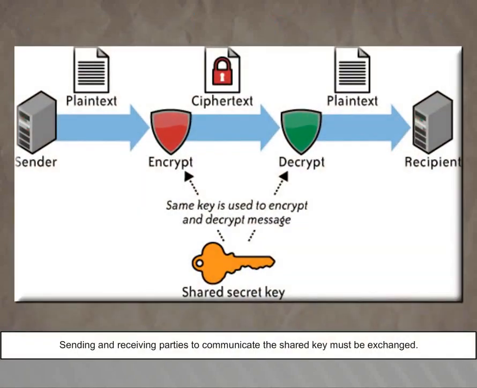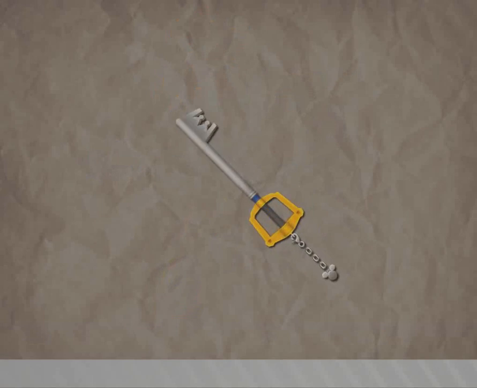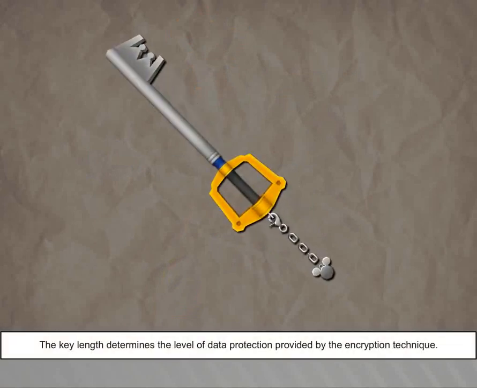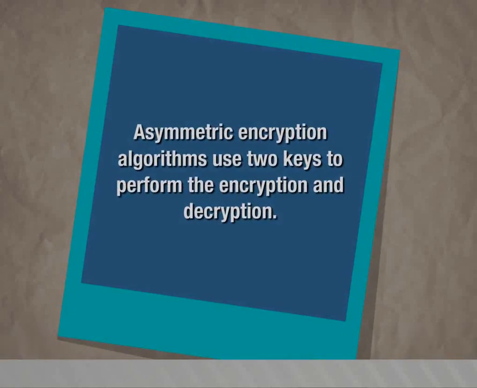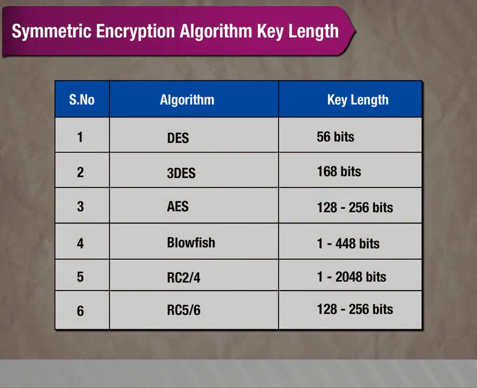For sending and receiving parties to communicate, the shared key must be exchanged. A special process is used between the parties to exchange the key. The key length determines the level of data protection provided by the encryption technique. Asymmetric encryption algorithms use two keys to perform the encryption and decryption. Encryption algorithm. Symmetric encryption algorithm key length.